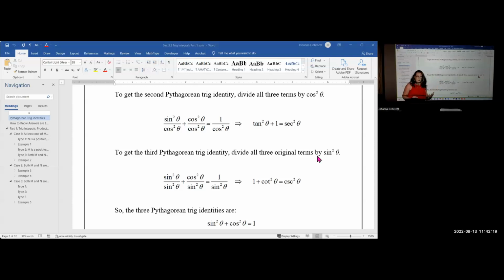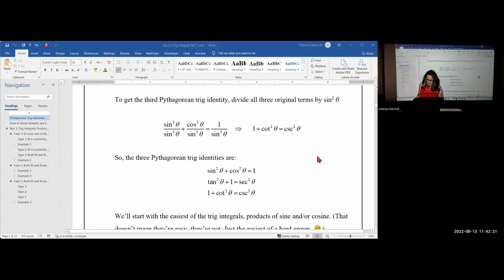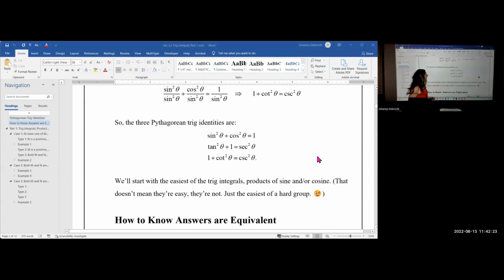Okay, so here are the basic three trig identities right here in the center of the screen. Sine squared plus cosine squared equal 1, tangent squared plus 1 equals secant squared. These two are our best ones for trig identities. And the third, 1 plus cotangent squared equals cosecant squared. Now, once we have these, we're ready to go.